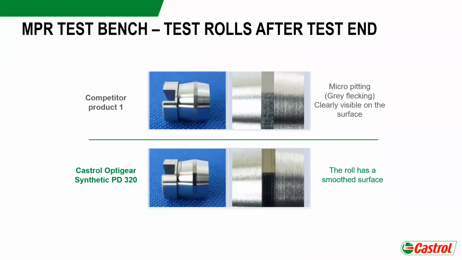Here you can see the roughness of the test roller, the surface of the test roller. The surface that is in contact here is roughly 1 millimeter wide. In the upper image, you can see a competitor grease. Again, this has a high micropitting resistance. But at the end of the test, you can still see micropitting on the surface. Again, this test rig is designed to create micropitting.